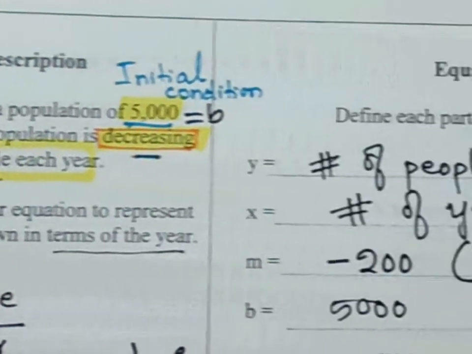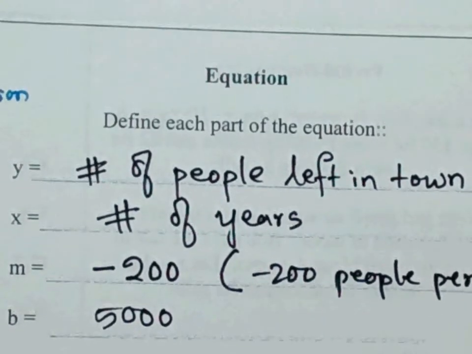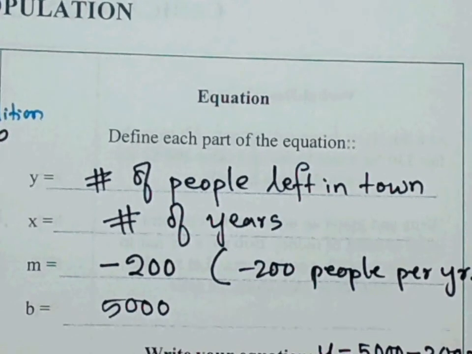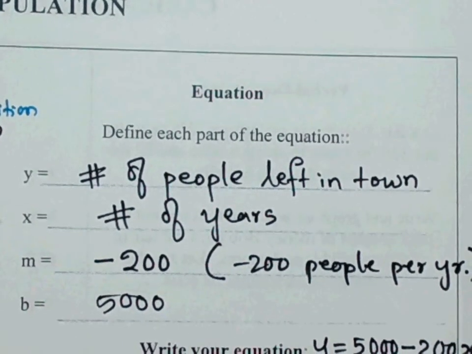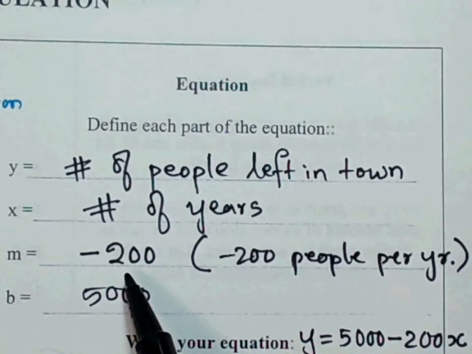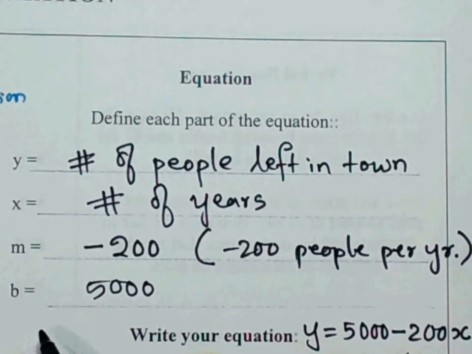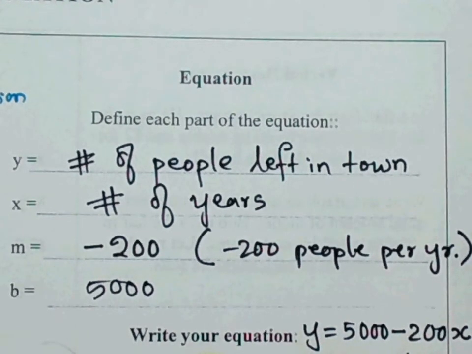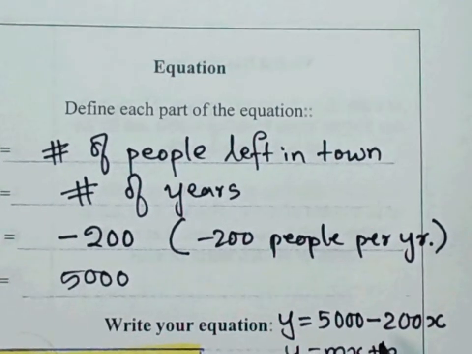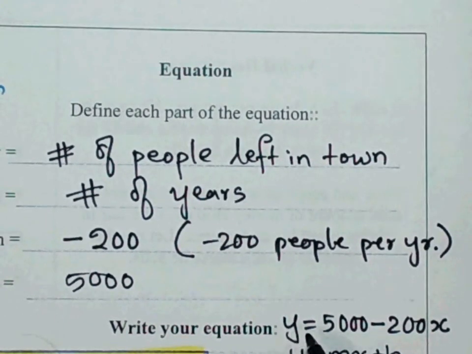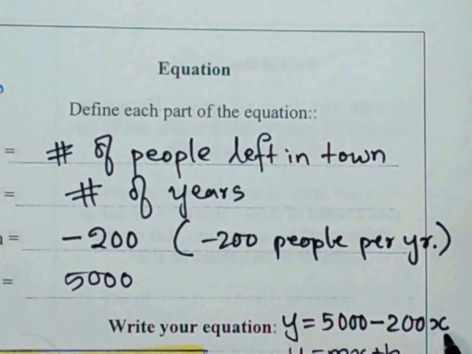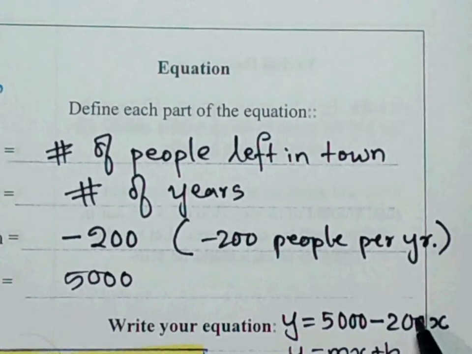Okay, so here's my fresh page for that. Y is your number of people left in town. X is the number of years. M is your rate of change, which is 200 people leaving town per year. And my b, which is my initial condition, you started off with 5,000 residents. So technically you're going to say, my equation is y, how many people are left in town, equals 5,000 people minus 200 people leaving every single year. So y equals 5,000 minus 200x. 200 is your rate, that's your m.